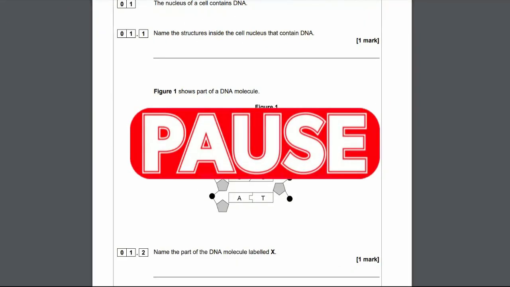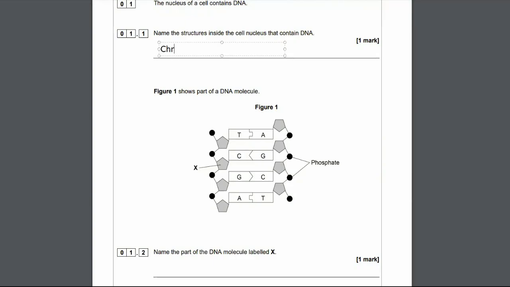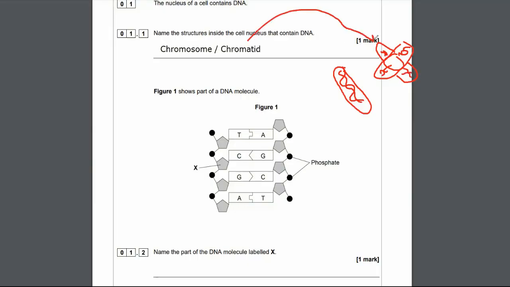The nucleus of a cell contains DNA. Name the structures inside the cell nucleus that contain the DNA. Now, the answer can be the chromosomes or the chromatid. What you can see here, I've drawn a chromosome, and here's your wiggly little double helix of DNA inside the chromosome. And chromosomes, when they replicate, form X shapes. And at that point, when they form X shapes, we call each of the individual copies of each chromosome chromatids. So that's why that's an alternative answer.